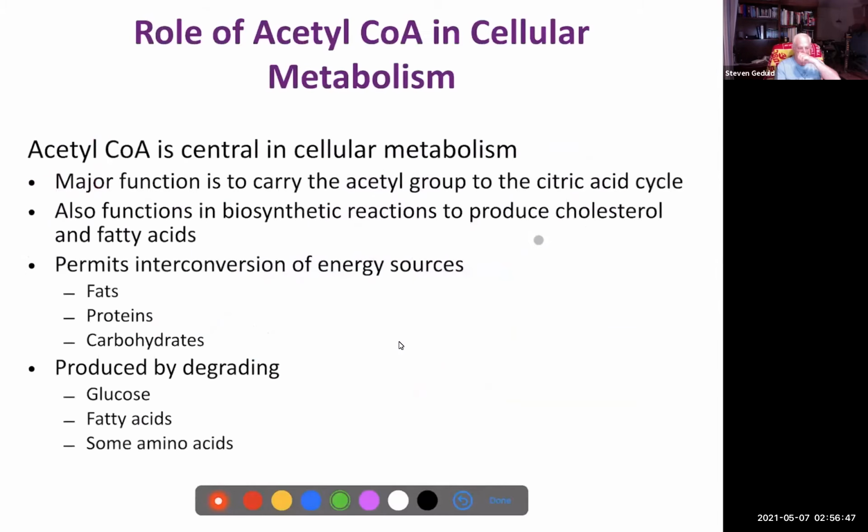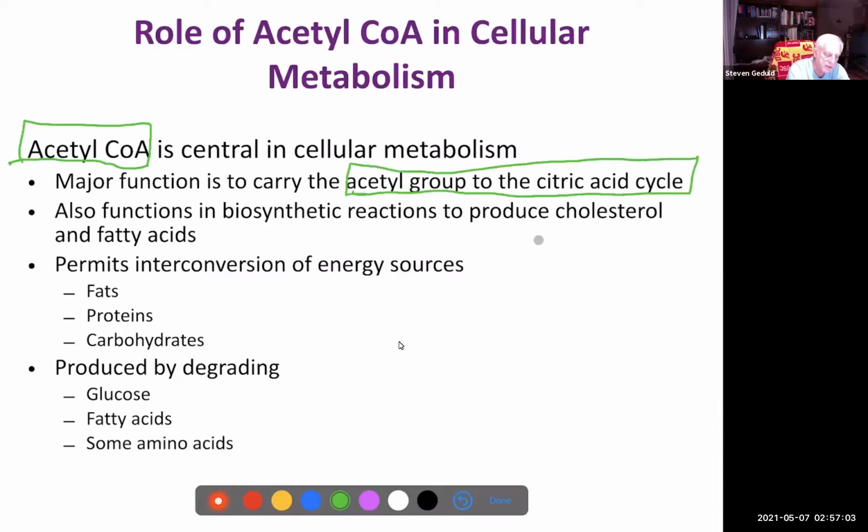Okay. The role of acetyl coenzyme A. Okay. So acetyl coenzyme A is necessary. It's central in the cellular metabolism for the cell to function. So its major function is to carry the acetyl group to the citric acid cycle. The citric acid cycle breaks down the carbon in the acetyl group to produce energy. It also functions in the biosynthetic reactions to produce cholesterol and fatty acids.